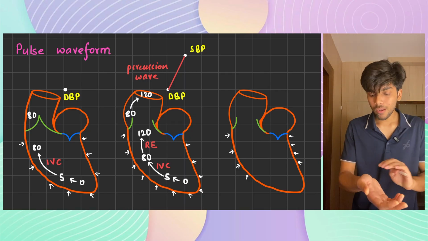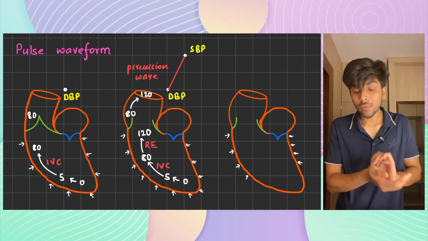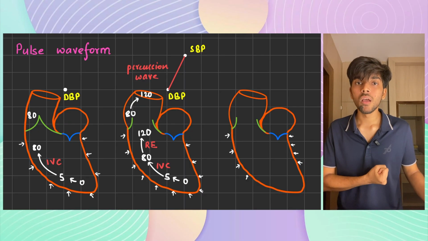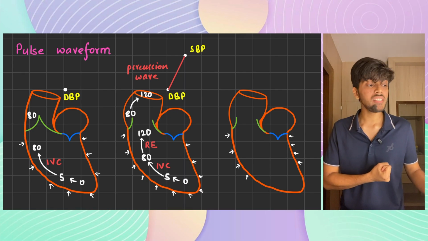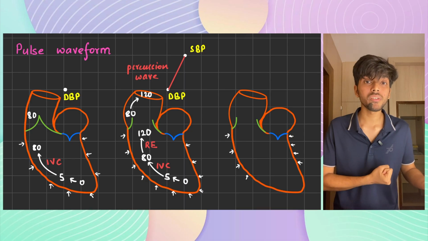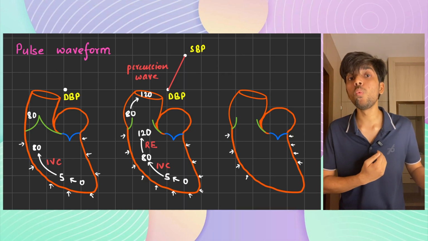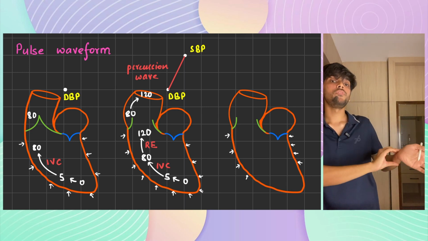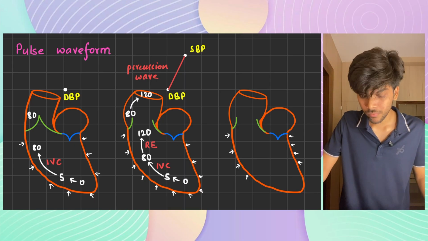Every time you palpate a pulse, what you are feeling is the percussion wave. That is, the left ventricle contracts, the percussion wave is generated as the pressure inside the aorta increases from diastolic blood pressure to systolic blood pressure, and then this wave travels along the wall of the aorta to the peripheral artery, and then you feel that pulse. You feel the percussion wave. Okay, good. Till here, everything's fine.